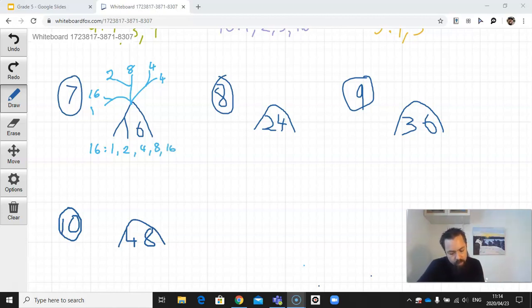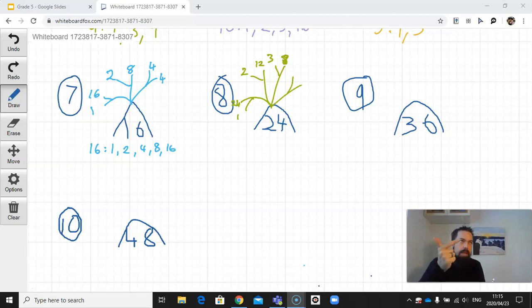Factors of 24. Always start with 1 and itself, so 1 and 24. 24 is even, so 2 goes in. 2 times 12. You can count that. 2, 4, 6, 8, 10, 12, 14, 16, 18, 20, 22, 24. 12 times. 3: 3, 6, 9, 12, 15, 18, 21, 24. Yep. 3 goes in. 3 goes in 8 times. That is an 8, even if it's a bit messy.